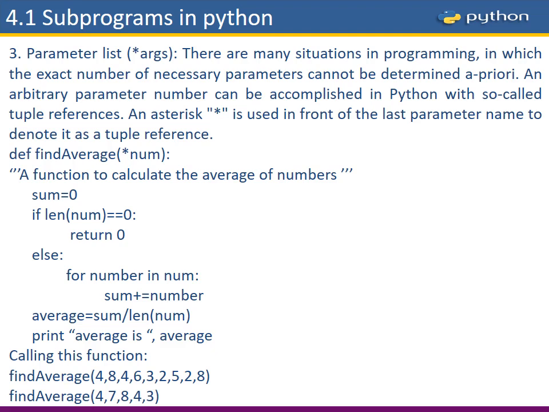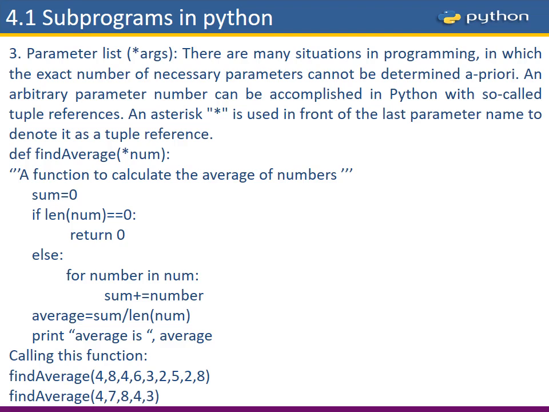So we call the function find_average, and we can see that it works with nine numbers. When the user supplies nine numbers to find_average, it works. In the second call to this function, find_average with 4, 7, 8, 4, 3, the user supplies five numbers. It works with five numbers here.